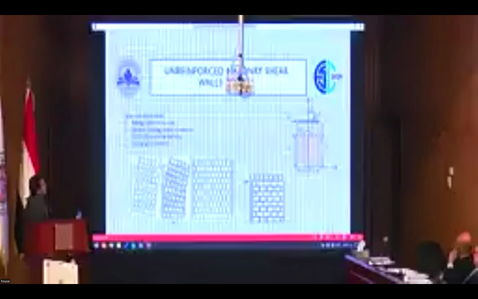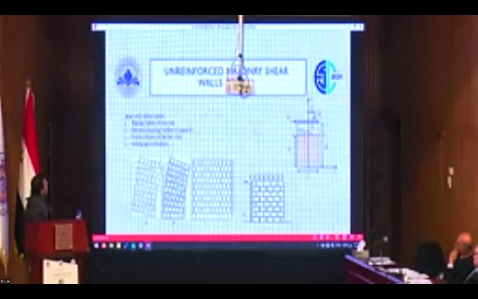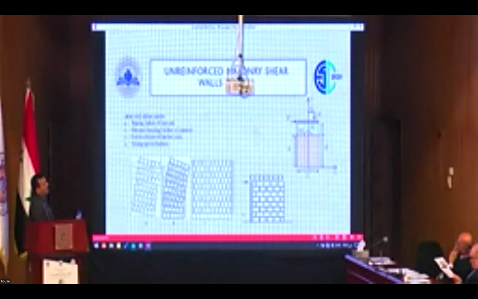A shear wall can collapse by tipping failure of masonry around its corner, or by flexural failure, like figure B, or friction failure, or sliding, like the last slide. Please, next slide.